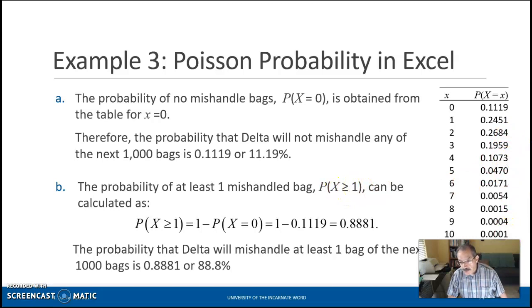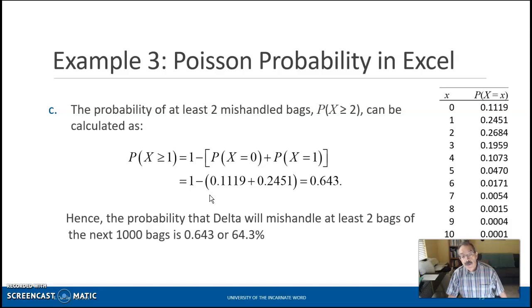Again, because this table goes on forever, the best thing to do is use the complement. So the complement of x being larger or equal to 1 is the probability that x is equal to 0. That is the complement of this event. So in here we do 1 minus the probability of x equals 0, which is given right here on the table. So you subtract that from 1 and you find 0.8881. So the probability that Delta will mishandle at least one bag for the next 1,000 passengers that travel with Delta will be 0.8881 or 88.8%.